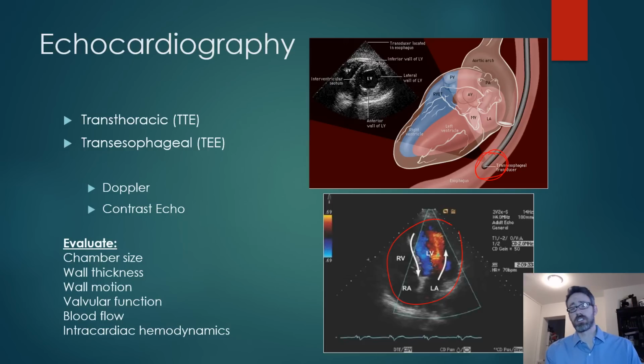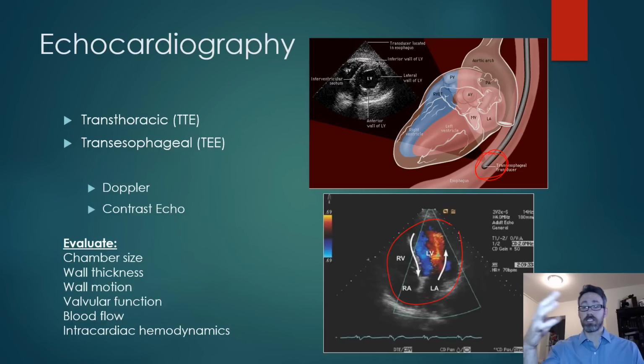Now, often with these echoes, what we're evaluating is chamber size. So we want to know if the chamber has been enlarged, or if it's even gotten smaller. We can take a look at the wall thickness to see if it's actually hypertrophied, and we see a thicker wall. Wall motion abnormalities. So see if the wall is moving every time it contracts. Because remember, the heart's moving this whole time.